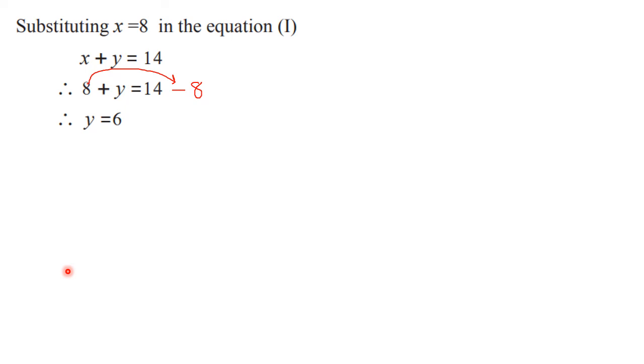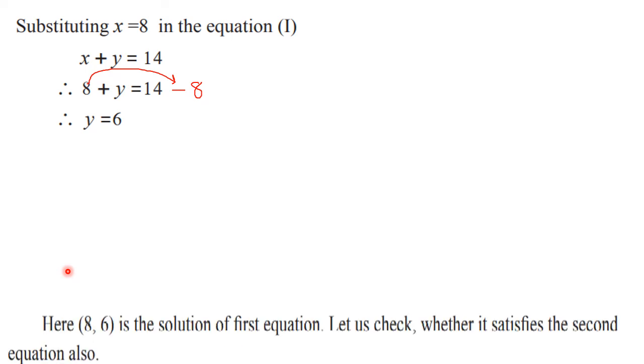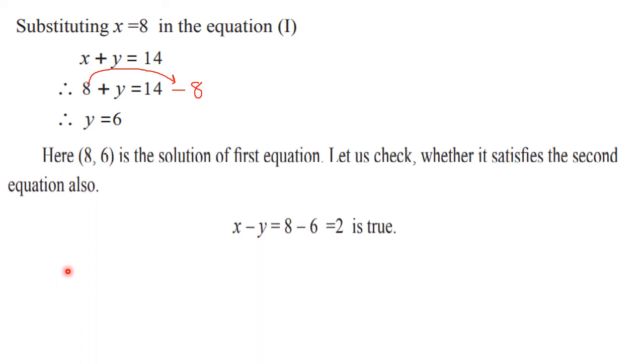We have discussed the same equations. So here x is equal to 8 and y is equal to 6 are the solutions that we have to write down. Here 8 comma 6 in ordered pair. The first value is of x and the second value is of y. So 8 comma 6 is the solution of the equations.